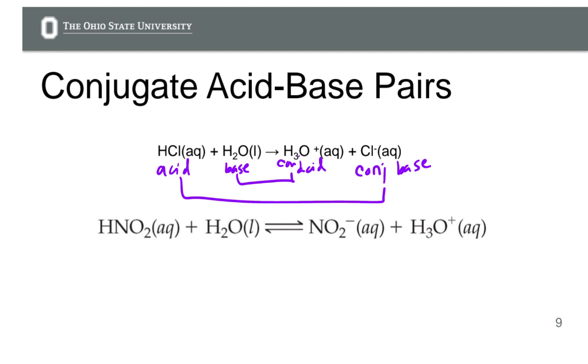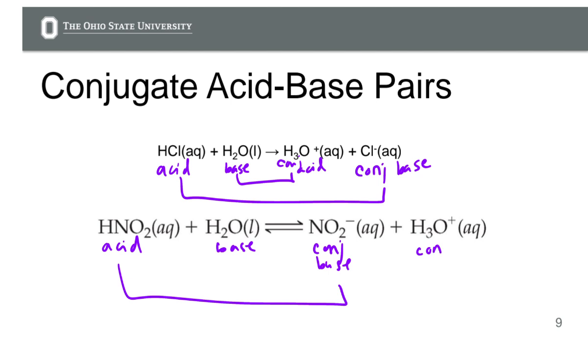Okay. Similar pattern here in the second equilibrium. HNO2 is an acid, NO2 minus, conjugate base. Those are paired. Again, water is acting as a base, and H3O plus is the conjugate acid. Okay, any questions on that?